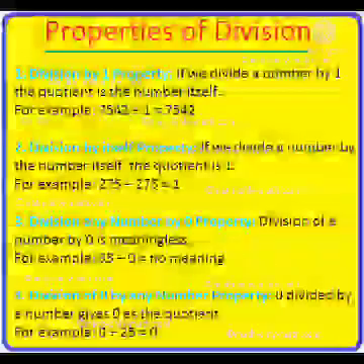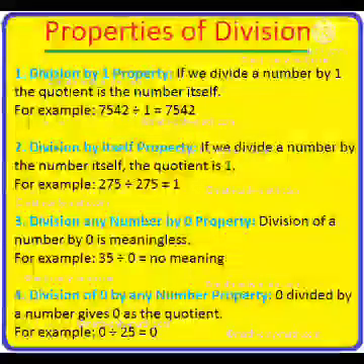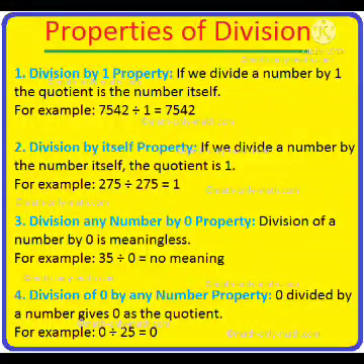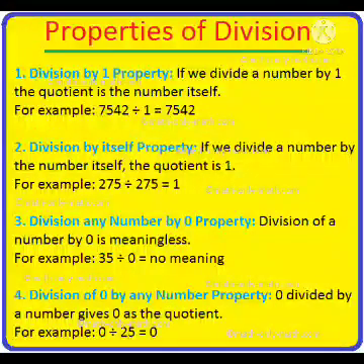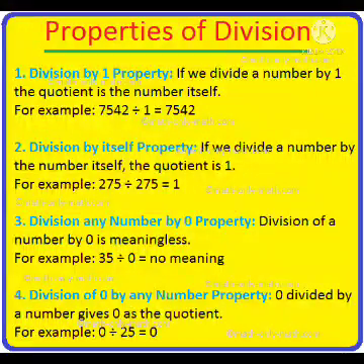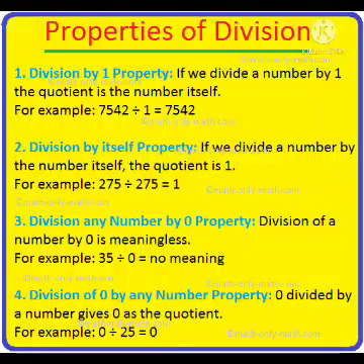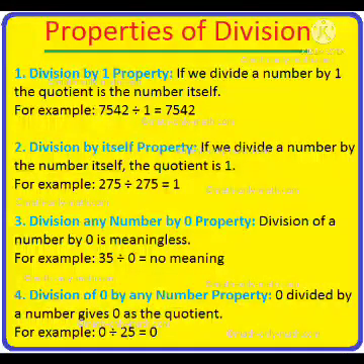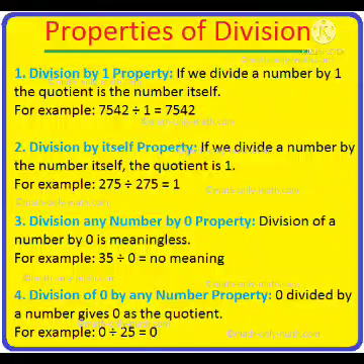If we divide a number by 1, the quotient is the number itself. If we divide a number by the number itself, the quotient is 1. Division of a number by 0 is meaningless. 0 divided by a number gives 0 as the quotient.